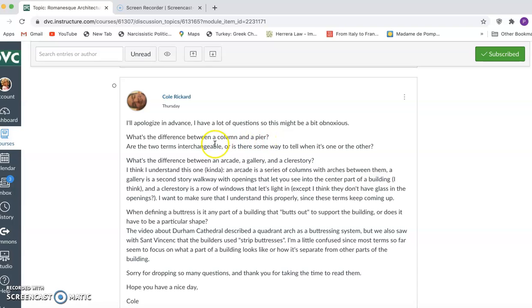When you read the textbook, they just race through with their descriptions and they say, oh, and there's the column and the pier and the pilaster and the engaged column, and your head is spinning and you have to stop and actually know the difference.